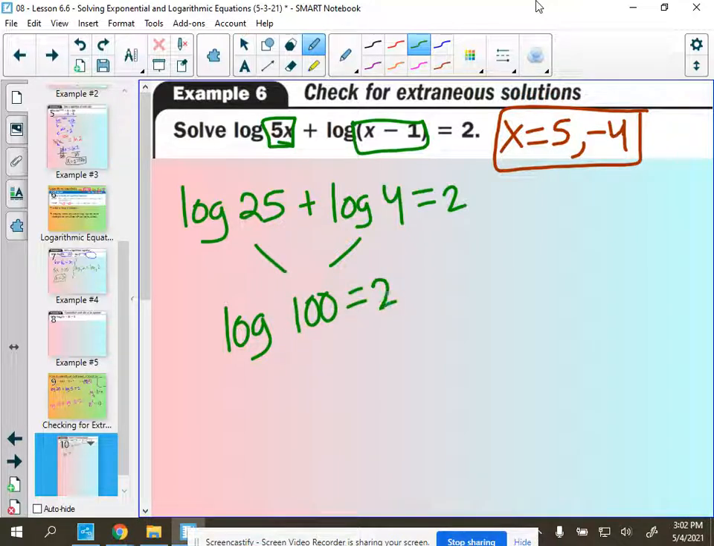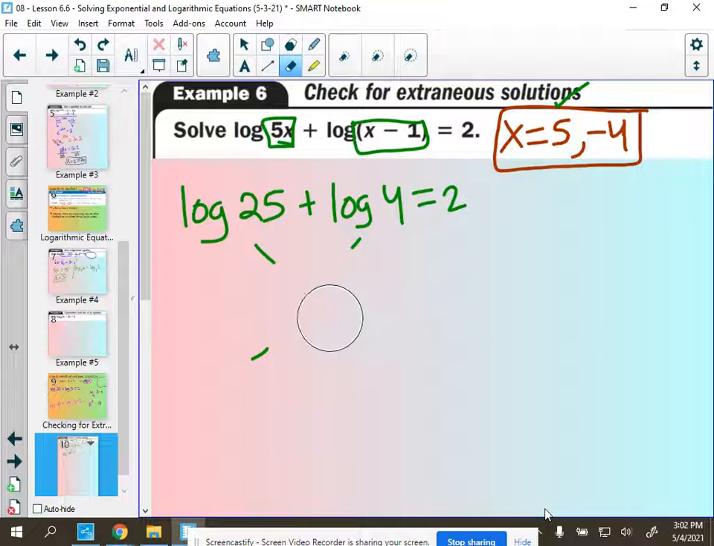So at this point, I don't have to change bases because it was just a common log, although that's kind of just coincidence. But I could go 10 to the second power equals 100. Sure, I like that. I could use my calculator. What's the log of 100? It would say 2 because it's a common log. So there, I like 5. 5 is good. Let's keep that as part of our solution set.